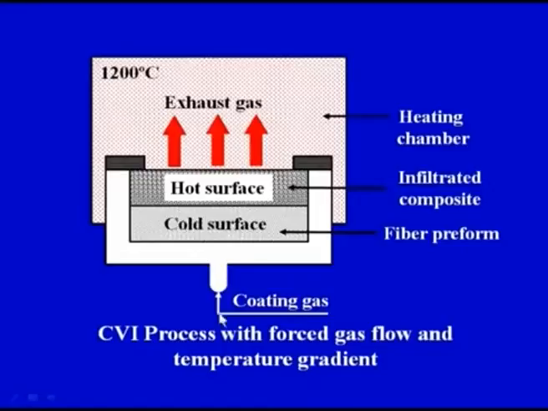This is the coating gas which is entering from here. This is a hot surface infiltrated composite, and this is a fibrous preform. Actually this total is the preform, but this part has already been infiltrated and this cold part has to be infiltrated. So with the passage of time, when the coating gas is forced to flow through this preform, we will be able to infiltrate this particular fiber preform also, and we will get a uniform structure of the total fiber preform. So this is basically a modified process in which we have established a temperature gradient by providing this heating chamber, and the coating gas is being forced through the preform.